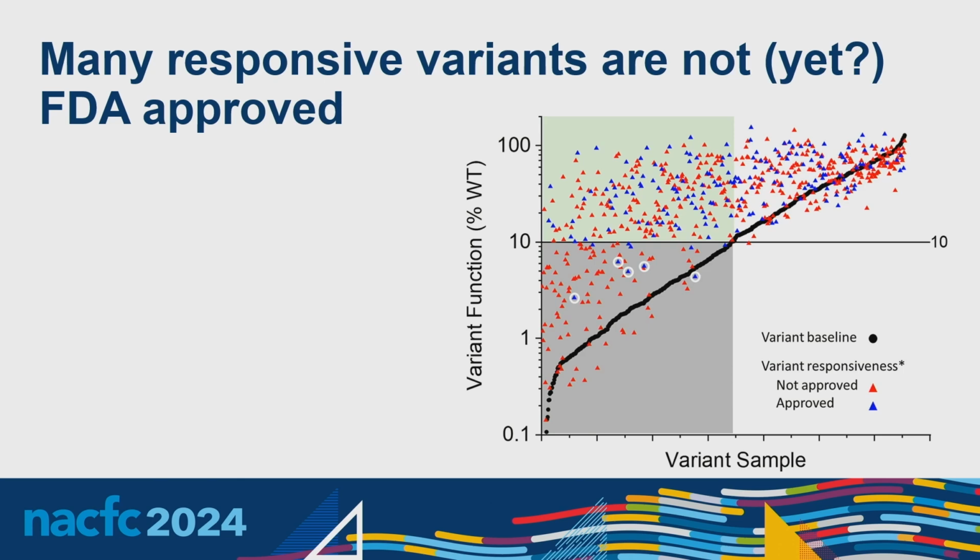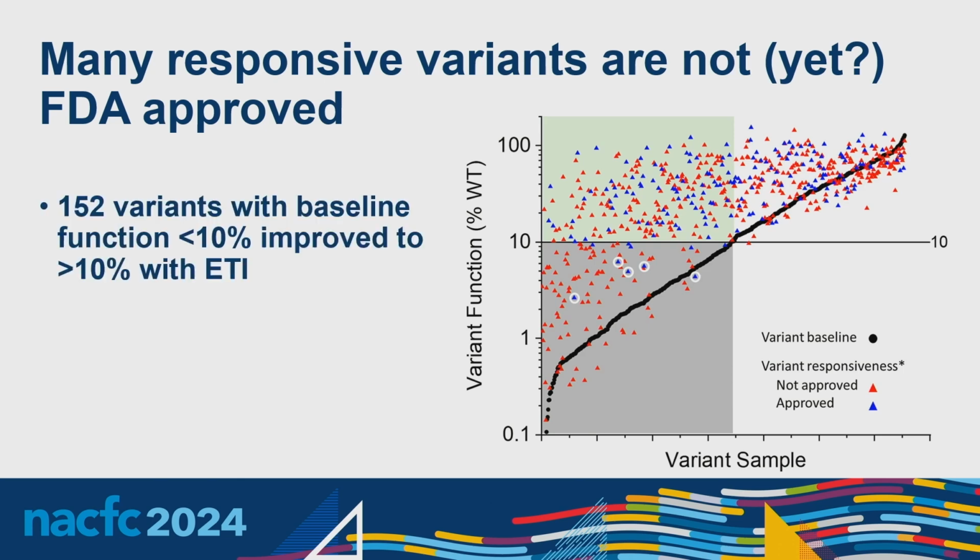Now, the other thing you'll notice about this particular figure is that there's a whole bunch of red triangles also in the responder area. So there were 152 variants not currently approved for modulators that started with baseline function below 10% and went to function above 10% with ETI. That's all the red triangles that are in this box. And these are probably the ones that you care the most about. These are very likely to be CF causing, and they are also very likely to have a decent modulator response.